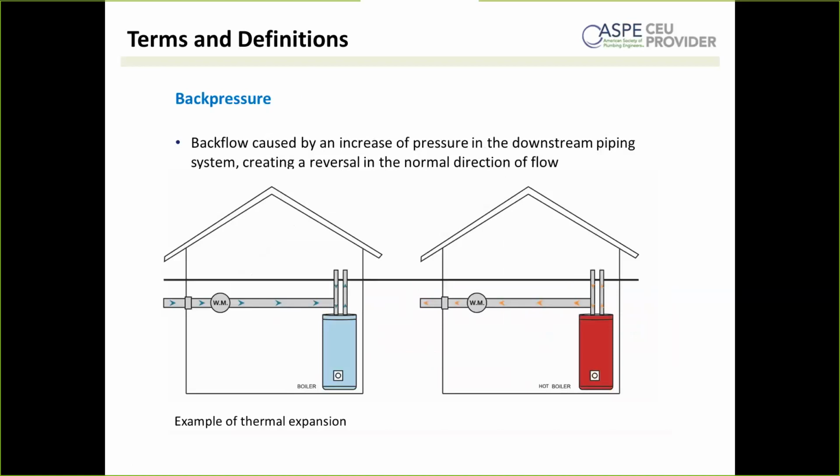This occurs when you have an elevated pressure downstream of a cross connection. This could be caused by installation of pumps, which is going to increase pressures above your supply pressure, or something like thermal expansion, which can result in excessive pressure, which will act to move that potential contaminant in something like a boiler, a great source of thermal expansion, into your potable water system.